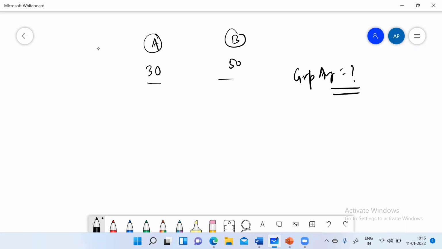कितने लोग कॉन्फिडेंटली बोल रहे हो 40 होगा? सर 40. Yes, sir. क्यों 40 क्यों होगा? So 30 plus 50, 80, 80 divided by 2, 40.